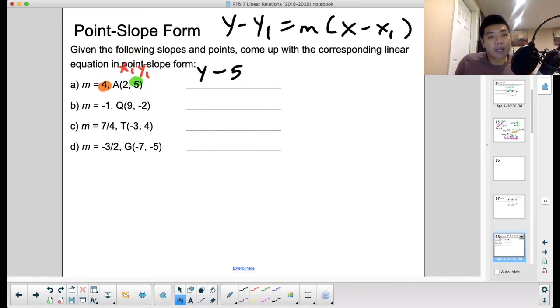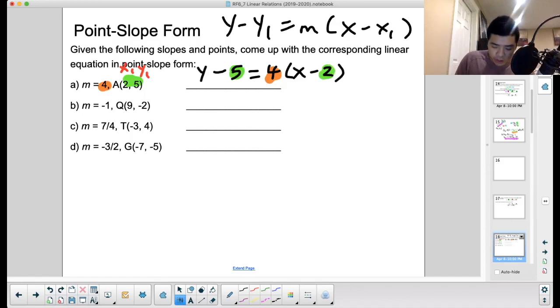So you have y minus 5 is equal to your slope, which in this case is m, so you got the 4 times x minus x1, which is the 2 there. So x minus 2. And we have your linear equation there. Again, just to highlight, where does that 4 go to? That 4 comes right over here. And your 2 and 5 come into these two slots here. So 1 and 2.